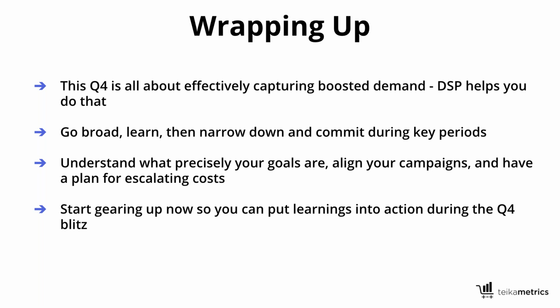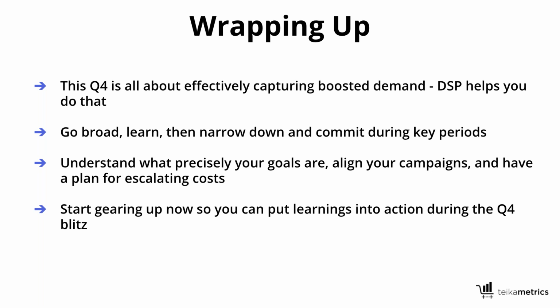Understand what your goals are and how to align your campaigns, and have a plan for escalating costs. Going back to costs, campaign spend increases anywhere from 100 to 200% during Q4. That's where people are spending most of their budgets, and you want to plan for that. You want to plan for those increased CPCs or CPMs to make sure you're winning that inventory.